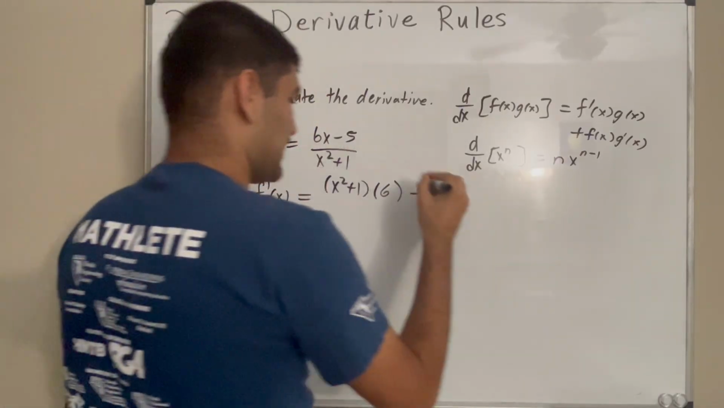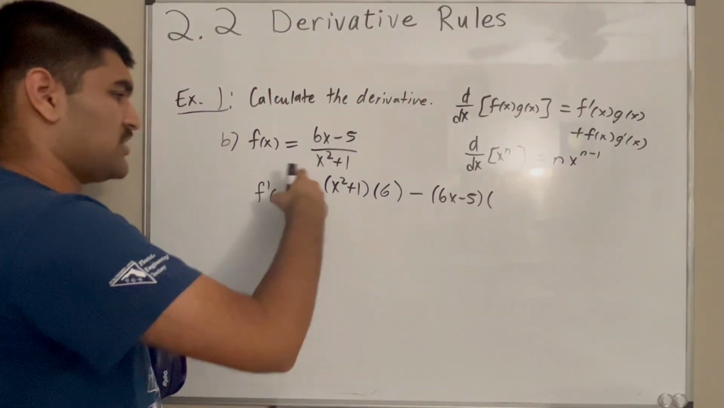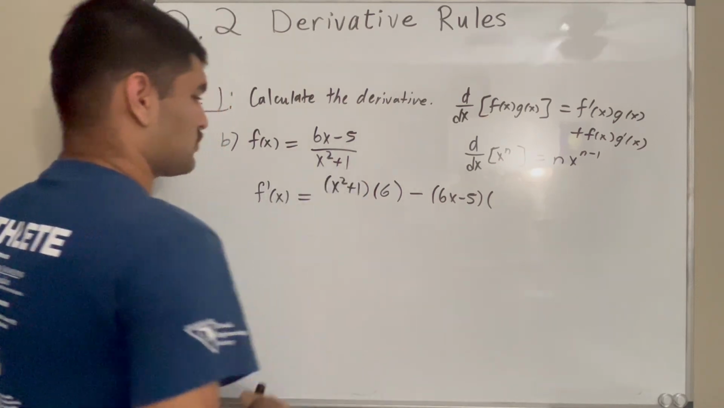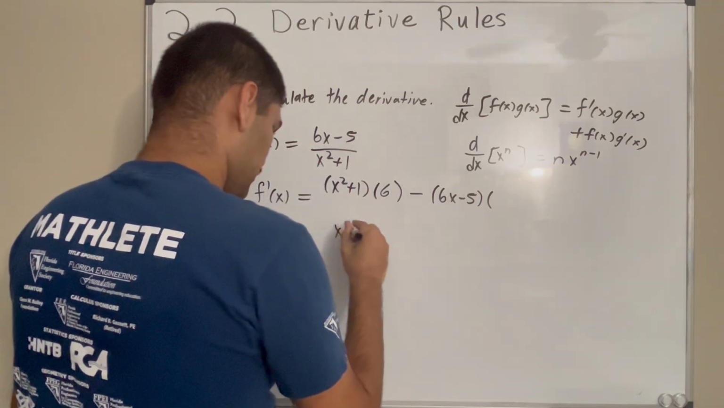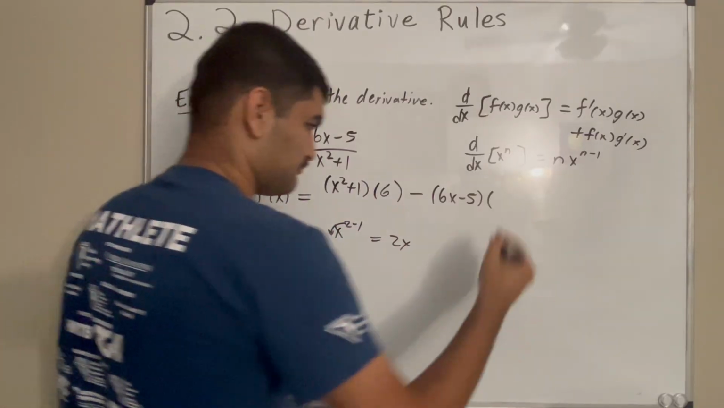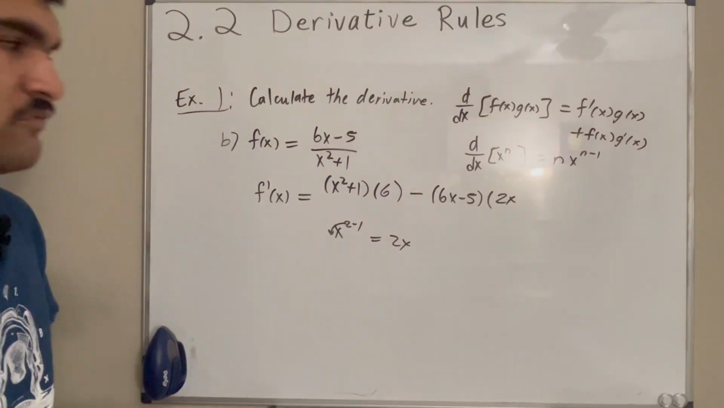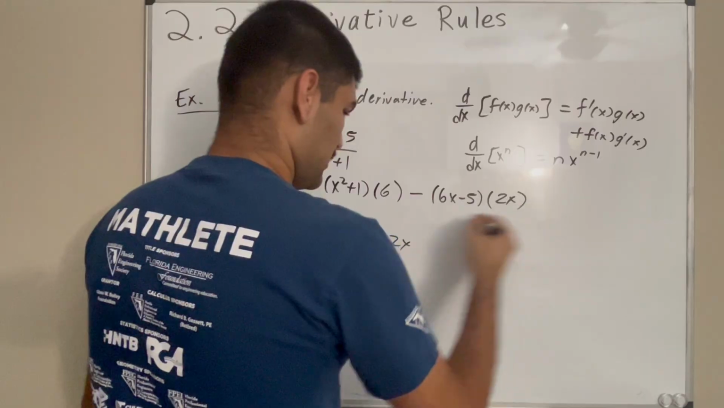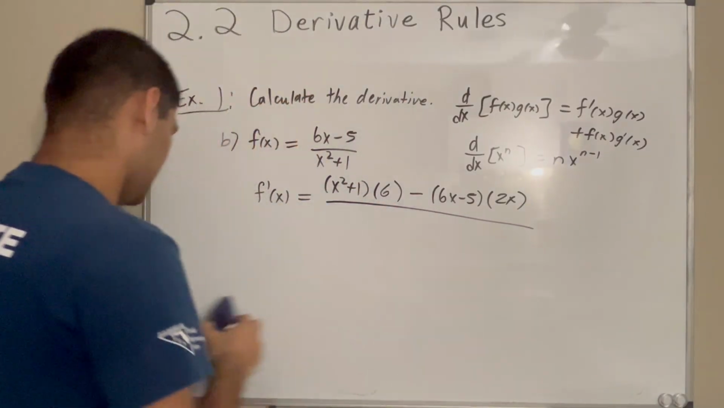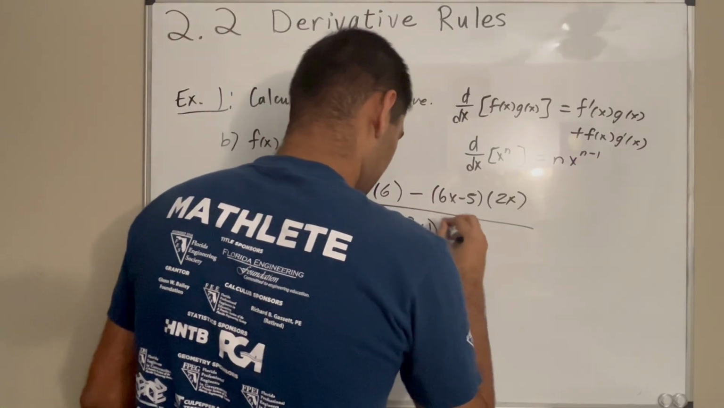All right. And then minus high d low. So now we keep the high function. So we keep 6x minus 5, and then you differentiate x squared plus 1. So by the power rule, the derivative of x squared is what? Well, you bring the 2 out front, and then you minus 1, so you get 2x. Okay, and then again, 1 is a constant, so therefore its derivative is just 0. And then all over the square of what's below. So we just divide everything by x squared plus 1, and then the whole thing squared.